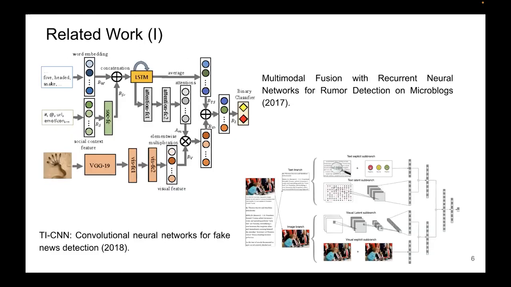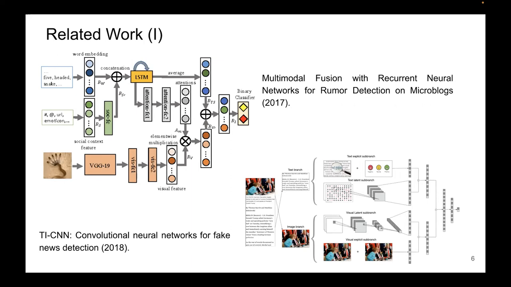But before moving to that, let's quickly revisit the existing multimodal approaches presented by the research community. Multimodal fusion with RNNs for rumor detection was the first attempt towards multimodal fake news detection. It comprises three modules. The first subnetwork uses an RNN to combine the text and the social context features. The second subnetwork is VGG-19, which is pre-trained on the ImageNet database. And the third subnetwork is a neural-level attention module that uses the output of the RNN to align the visual features.